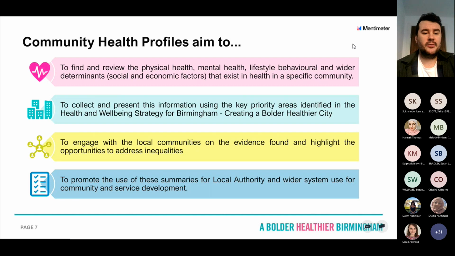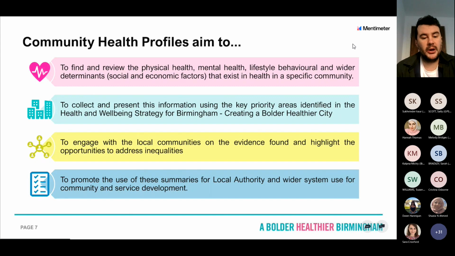Brilliant. So in terms of what the community health profiles aim to do, they aim to find and review physical health, mental health, lifestyle, behavioural and wider determinants that exist in health in a specific community. We do this in terms of collecting and presenting this information using key priority areas identified in the health and wellbeing strategy for Birmingham. We engage with the local communities on the evidence found and highlight the opportunities to address inequalities. I think it's really important to mention at this stage that they are desktop pieces of research. We collect all the data that is published on the community, and then at a later stage, once the profiles have been developed, we will then work with engagement partners. Those engagement partners can detect the sensitivity of the language used within the profiles. They can also help us to disseminate the profile amongst the community, and they can also help to address some of the health inequalities that have been identified within the profiles.